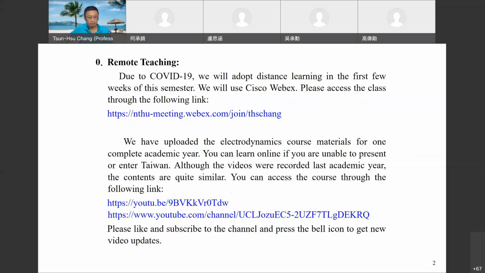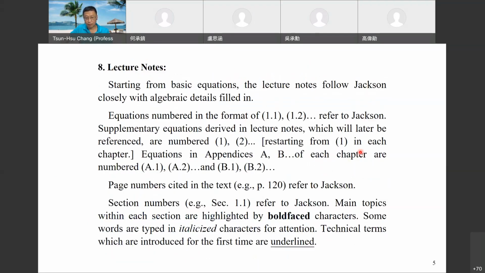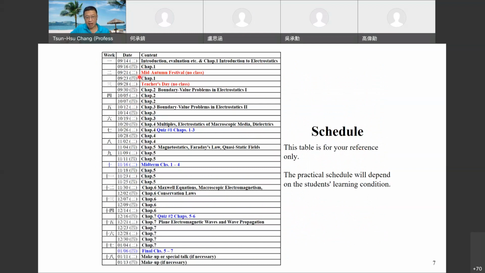Second, the change is here, the schedule. This is the correct schedule. So next Tuesday, we have no class. And then next Thursday, we will continue talking about chapter 1.